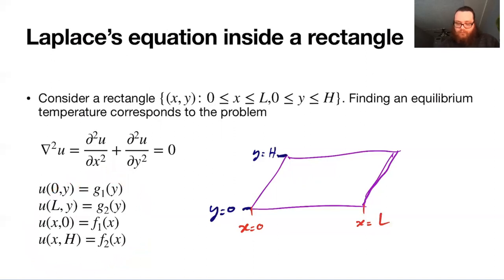Well, for example, we're told that at x equals 0, along this line, the value of our temperature is going to be this function g1. And maybe g1 looks like that. The picture to keep in mind is that this sketch of g1 is like a curtain right above that boundary piece. Okay, so that's one of them. So this is g1.